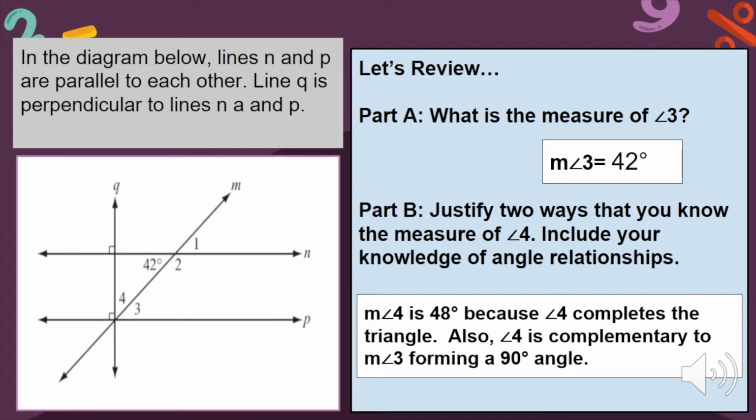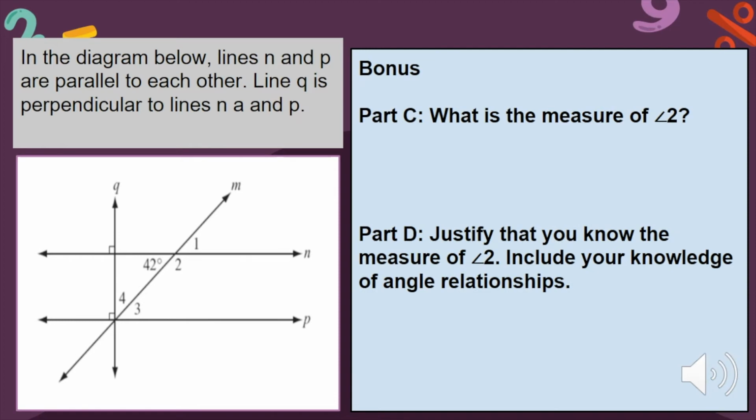Let's review. Were we able to find the measure of angle 3? Yes, we were. Did we use our knowledge of angle relationships to justify the measure of angle 4 in 2 ways? Yes, we did. I think we're ready to try one more. We are going to extend our thinking just a little more with a bonus question.